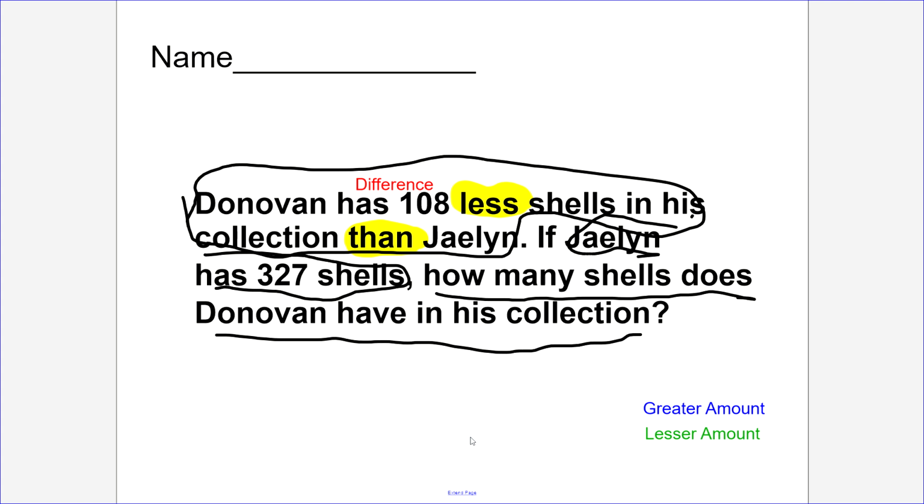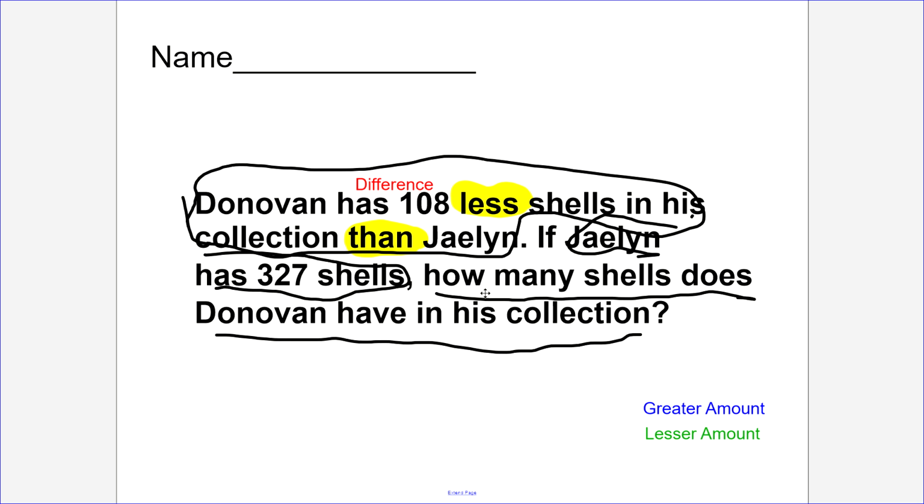In this story problem, the two things we're comparing, third grade, are Jalen's shells and Donovan's shells. So I know that one of the amounts is Jalen's shells and the other amount is Donovan's shells. I just need to figure out who is the greater amount and who is the less. Now I know that Jalen has 327 shells. It tells me that here. That's a lot of shells, but it doesn't necessarily mean that she has the greater amount. We still need to figure that out.